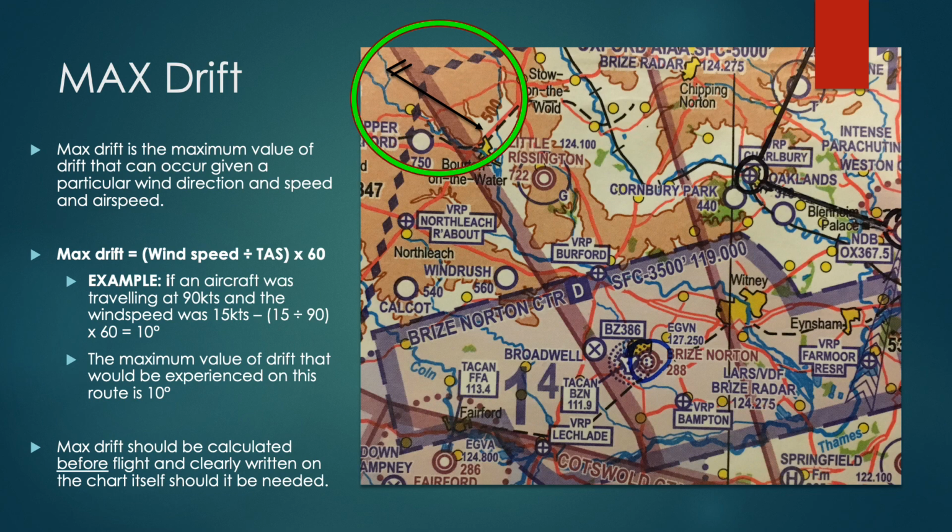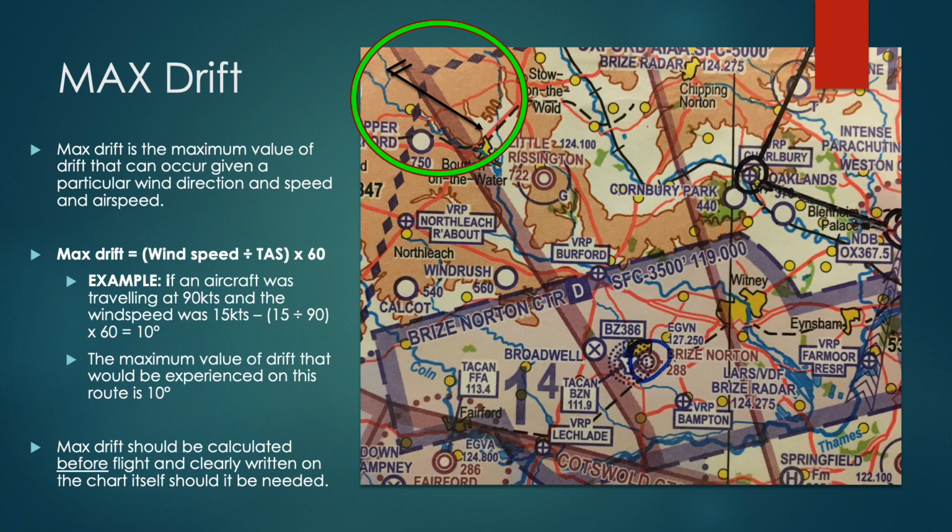So the max drift equation is the wind speed, so how strong the wind is, which we would get when we're on the ground, depending on what altitude we're flying at, divided by our true airspeed that we're going to fly at. Okay, and again, that should be worked out in a prog beforehand, and then we're going to times that by 60, and you see the example below. If we're traveling at 90 knots and the wind speed was 15 knots, the maximum drift value is 10 degrees. So that means that the maximum value of drift that we could experience is 10 degrees.